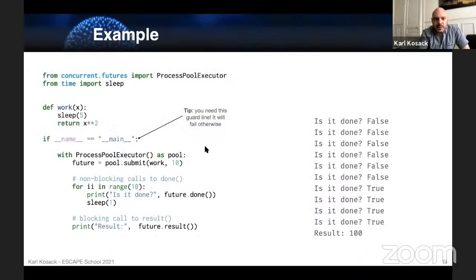And so it looks like this. You import concurrent.futures, and you import ProcessPoolExecutor or ThreadPoolExecutor. The nice thing is these have the same interface, so it doesn't matter. If you want to use processes, use this. If you want to use threads, use the other one. Remember that threads, however, will not run on every core.